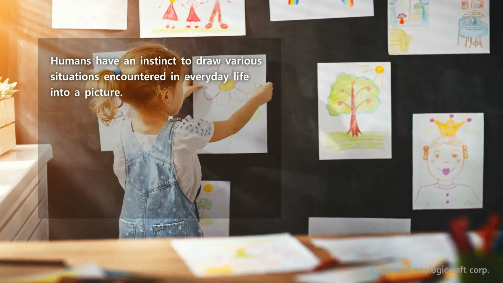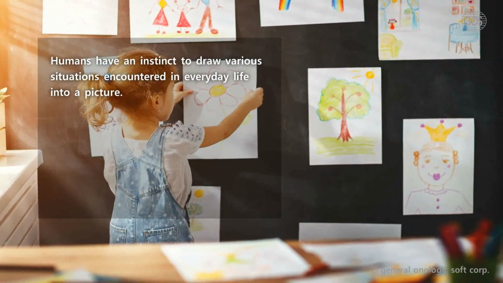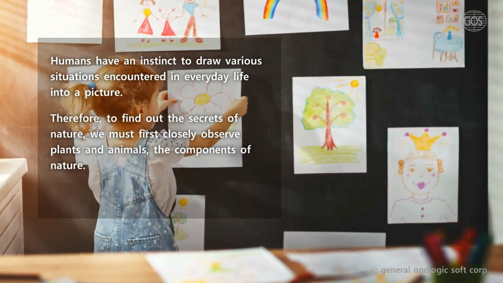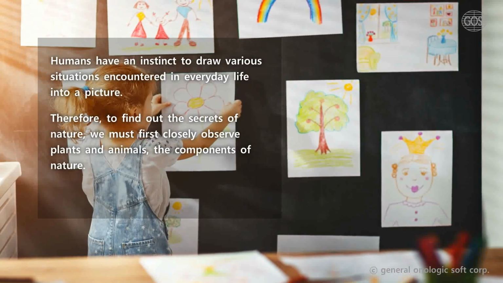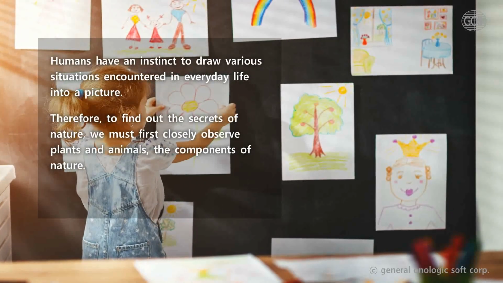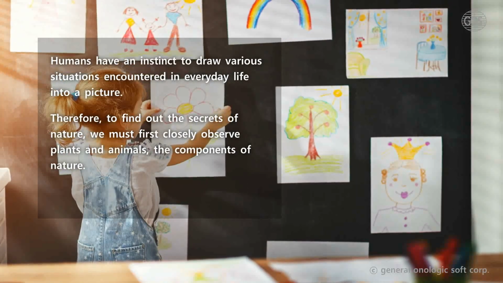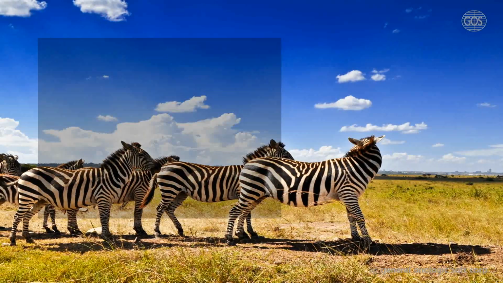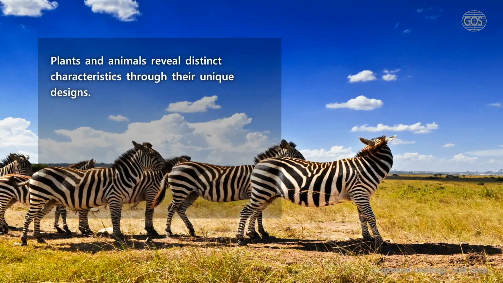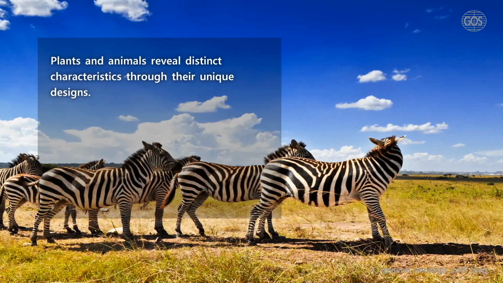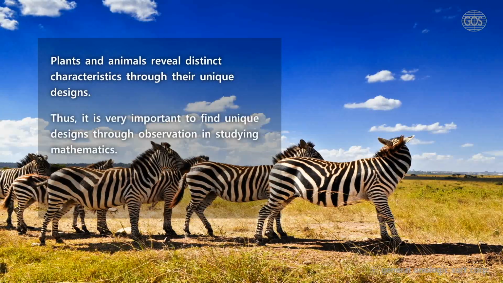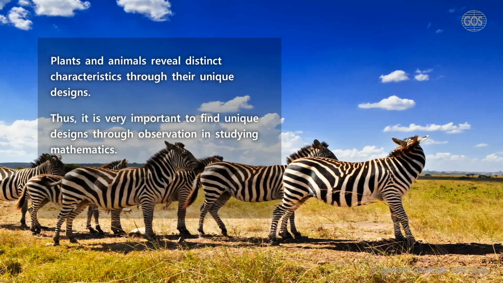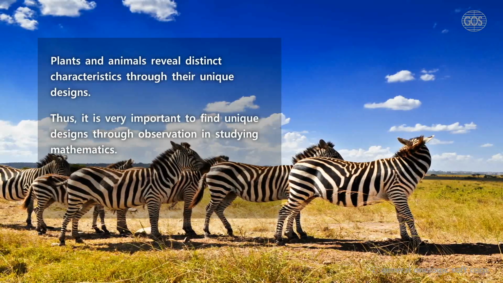Humans have an instinct to draw various situations encountered in everyday life into a picture. Therefore, to find out the secrets of nature, we must first closely observe plants and animals, the components of nature. Plants and animals reveal distinct characteristics through their unique designs. Thus, it is very important to find unique designs through observation in studying mathematics.